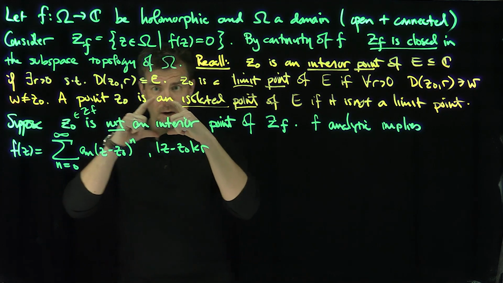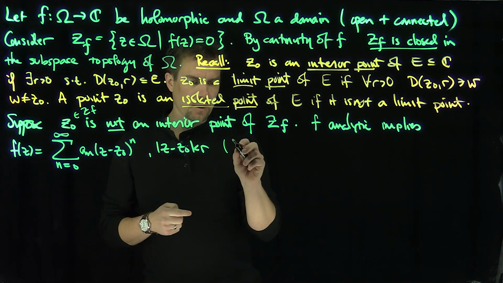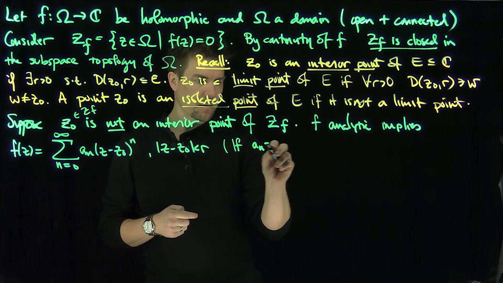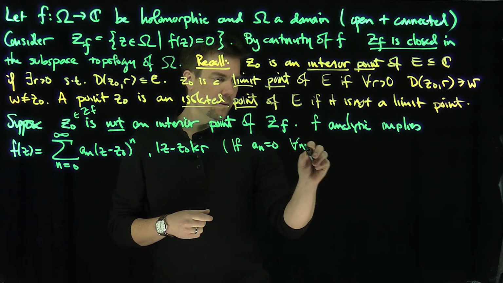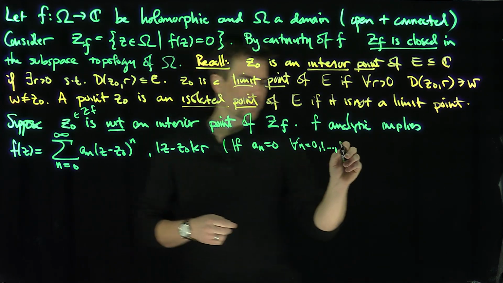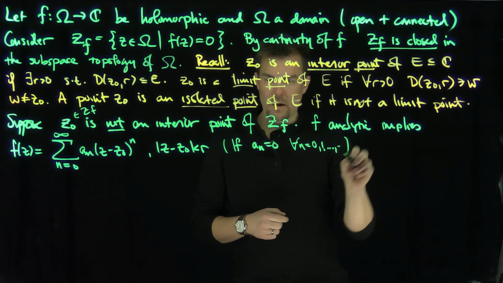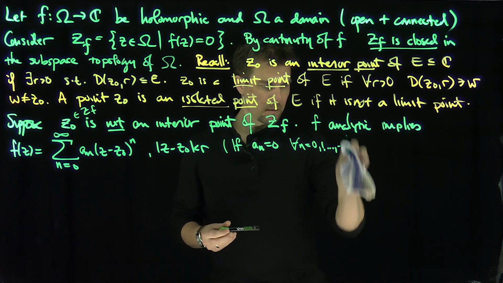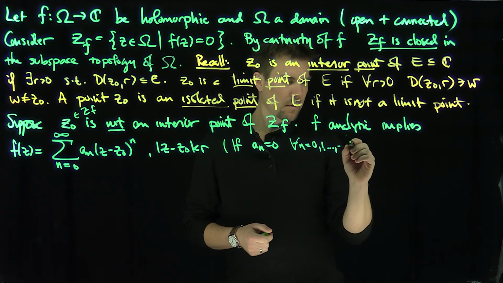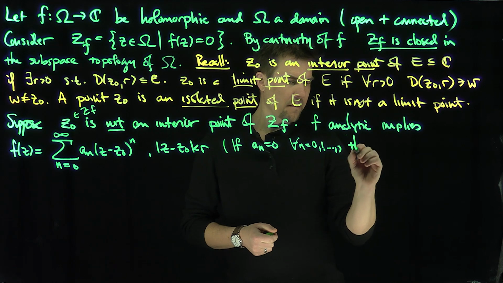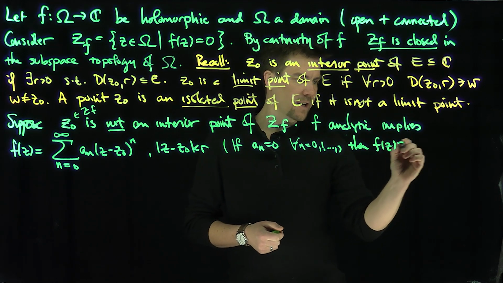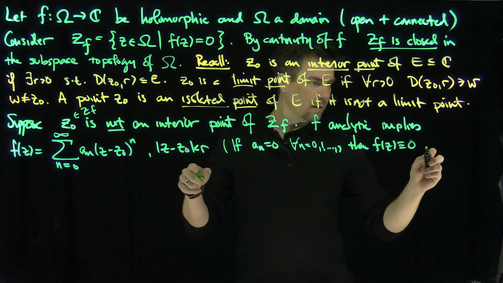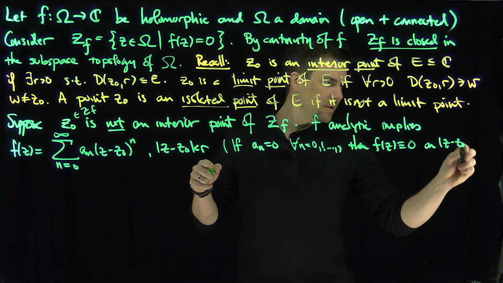Because if f was identically 0, right? So if all a_n are 0, for all n, then f(z) is identically 0 on this disk over here, on |z minus z0| less than r.